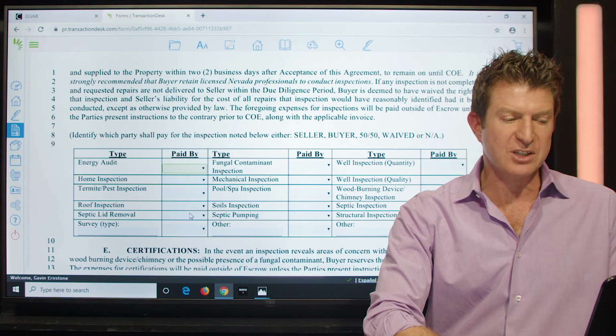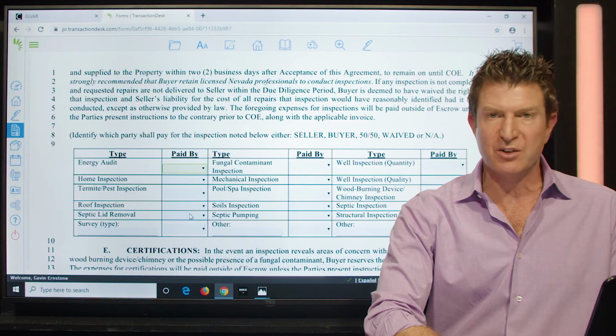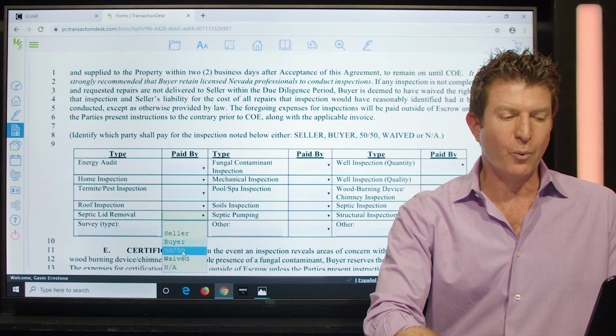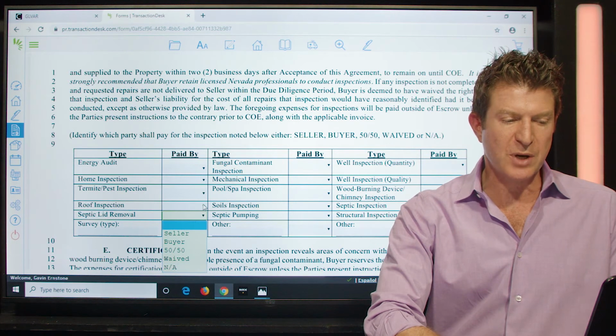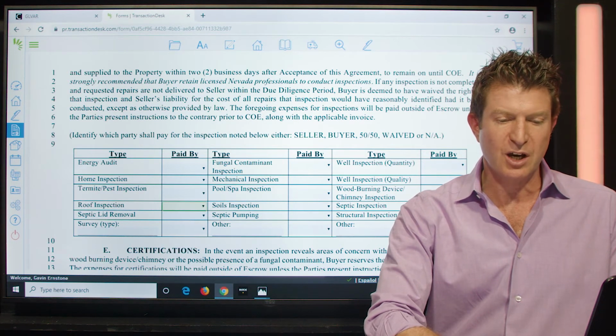More importantly, if it's something that's non-applicable, if you have a house that's on city sewer, don't put waived for a septic lid removal. There isn't one, so it's non-applicable. So just make sure you go through every single one of these and fill them in.